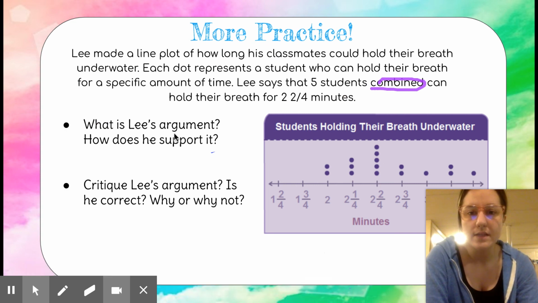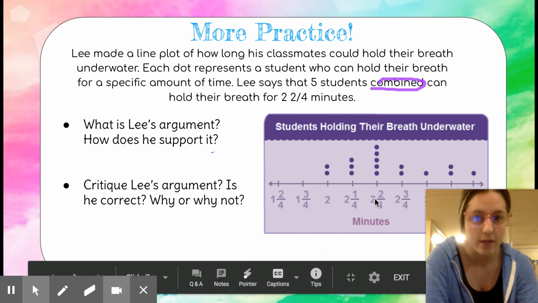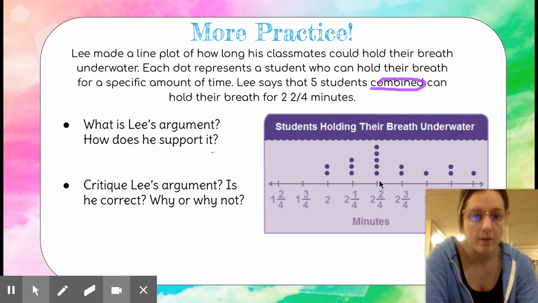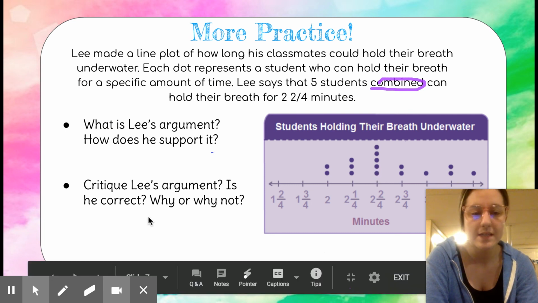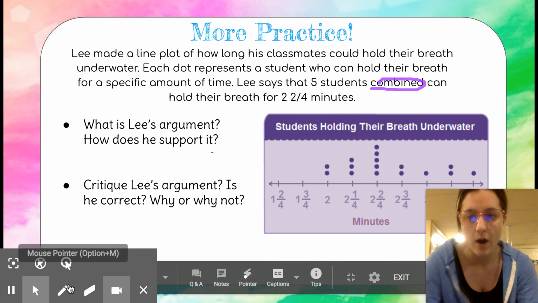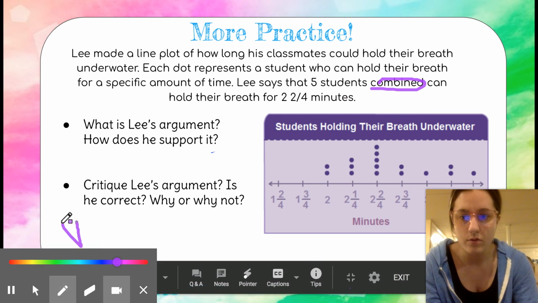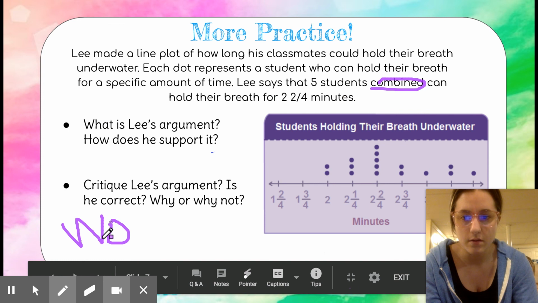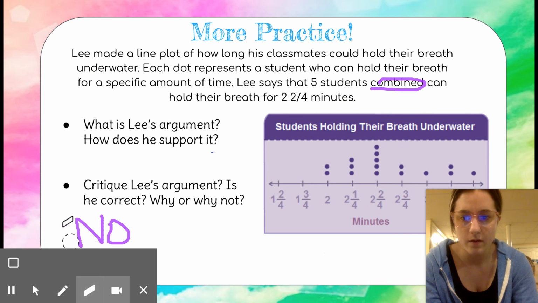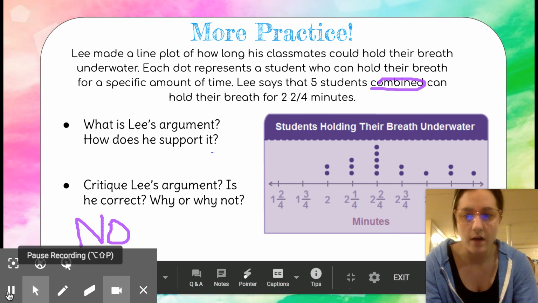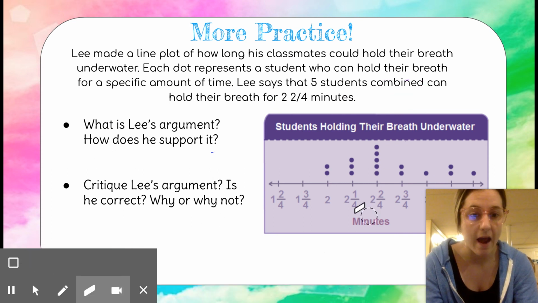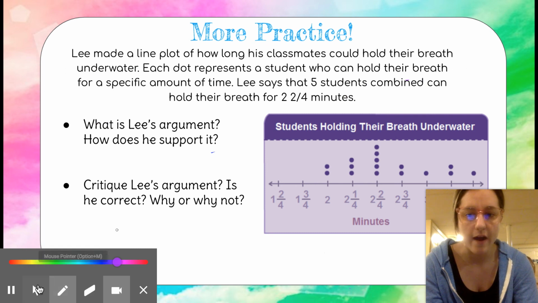So what is Lee's argument? How does he support it? Well, he says his argument is that 5 students combined can hold their breath for 2 and 2/4 minutes. And how does he support it? Because there are 5 dots over 2 and 2/4. Critique Lee's argument. Is he correct? Why or why not? No. He is not correct because you have to add the number of dots. I'm sorry, you have to add 2 and 2/4 5 times.